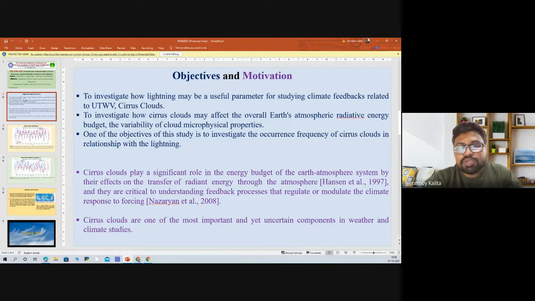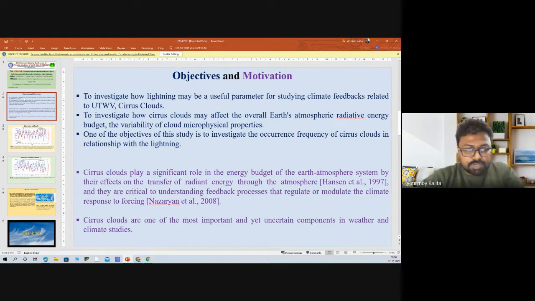And to investigate how cirrus clouds may affect the overall Earth atmospheric radiative energy budget, the variability of cloud microphysical properties. So how the solar insolation may affect the cirrus reflectance, and how the lightning may play a major role in controlling the cirrus cloud in the upper troposphere. One of the objectives of the study is to investigate the occurrence frequency of cirrus clouds in relationship with the lightning, which I already told.